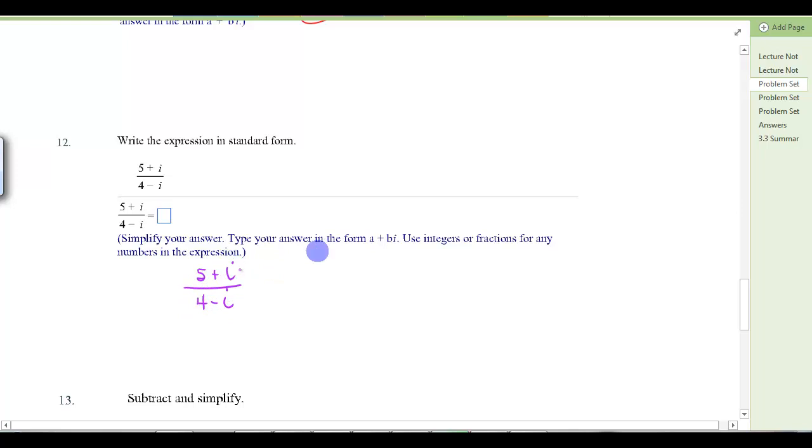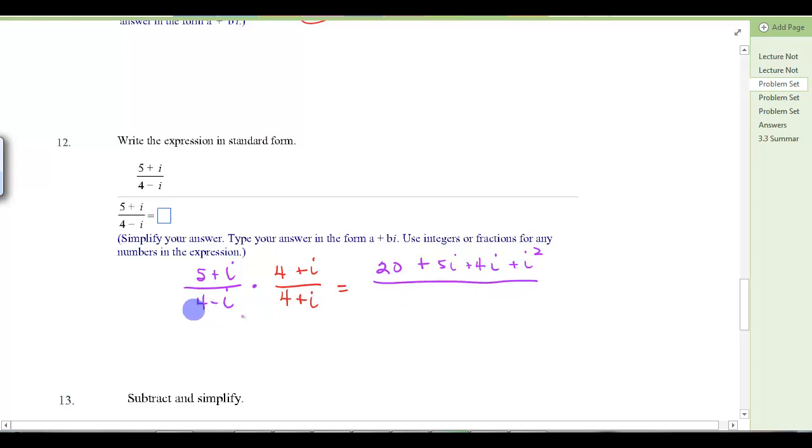All right. When you're not using the calculator, your technique is to multiply top and bottom by the conjugate of this. The conjugate, remember, we just changed the sign. All right, so we're going to multiply top and bottom by that. On the top, it's like FOIL. So first would be 5 times 4 is 20 plus 5i plus 4i, I'm just doing FOIL, and then plus i squared. Okay, so that's on the top so far.